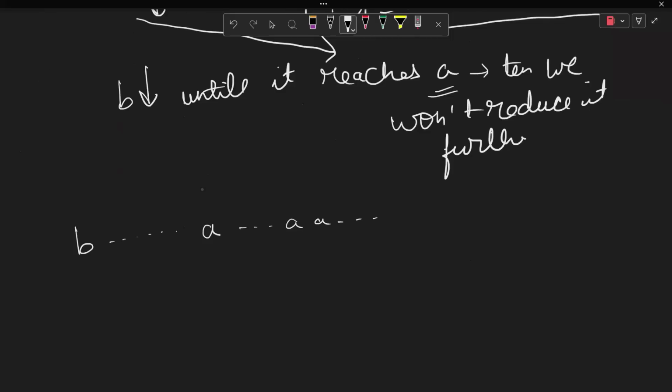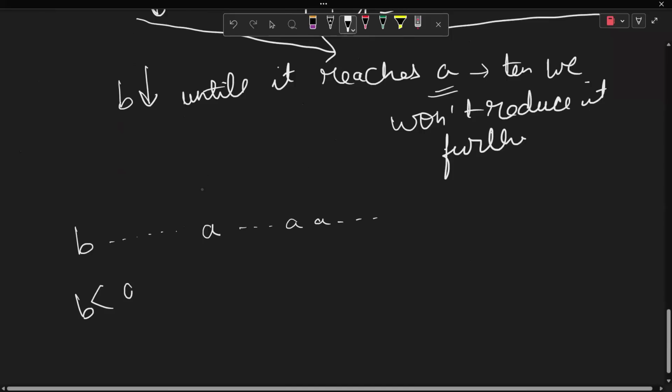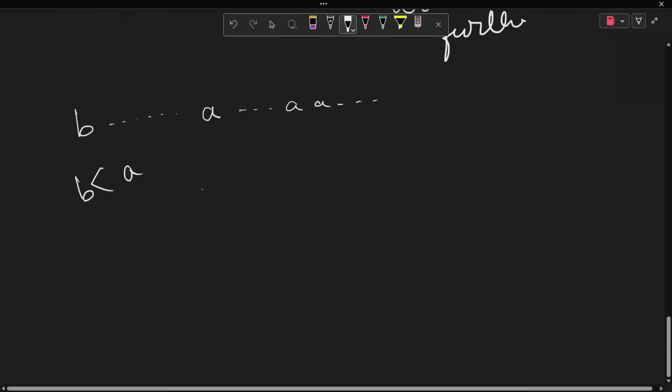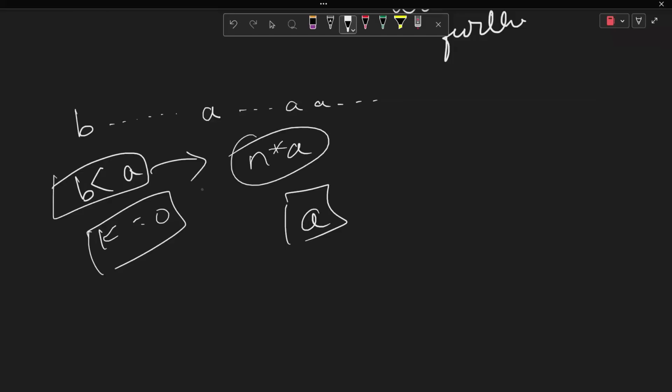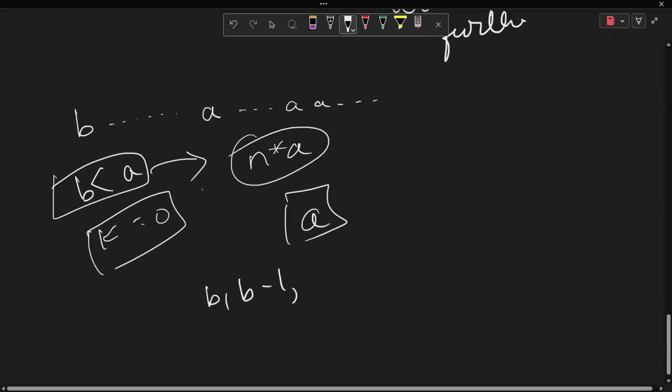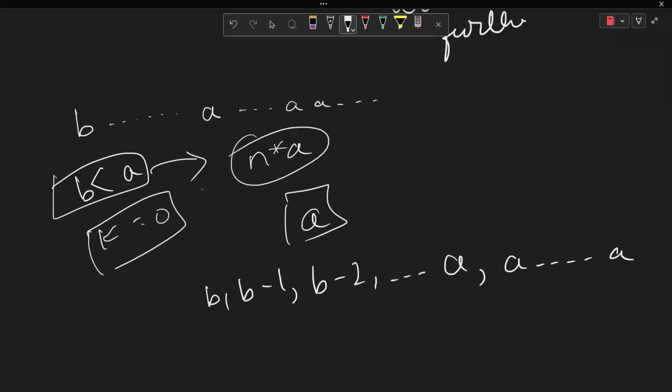But what if B is less than A initially? If we are given B less than A, then we can just select K equal to 0 and sell all of them at the price of A. So for this special case, we can just print the answer as N times A. Otherwise, we would sell from B, B minus 1, B minus 2 up till A, and then A.